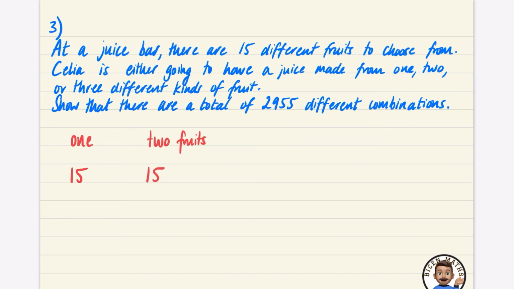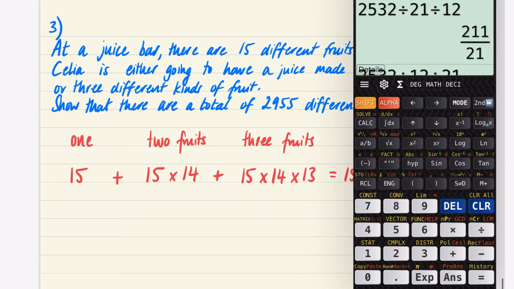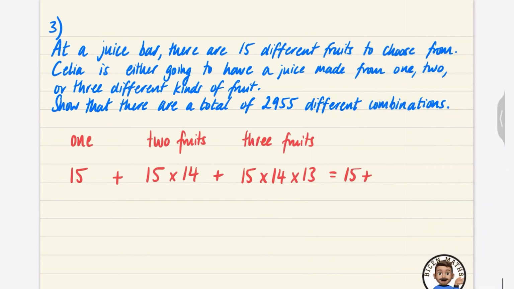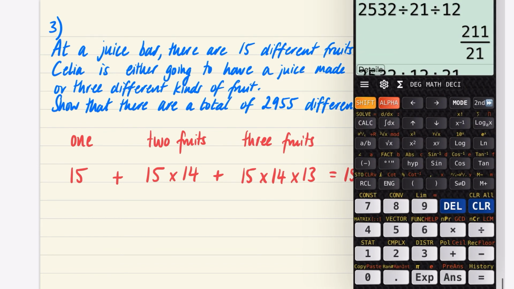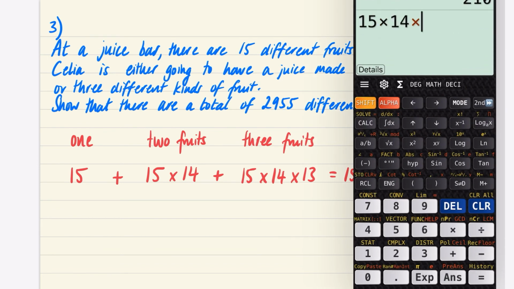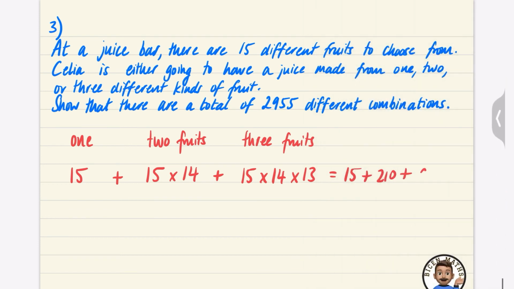So she has a choice of 15 fruits for the first part and then only 14 fruits for the second fruit to add in. And then if we are going to be doing 3 fruits, she has 15 ways of choosing the first, 14 ways of choosing the second, and 13 ways of choosing the third. So the total of these combinations is going to be when we add these up together. So it's going to be 15 plus, let's work out the 15 times 14, that's 210. And then we'll do the 15 times 14 times 13, which is 2,730.